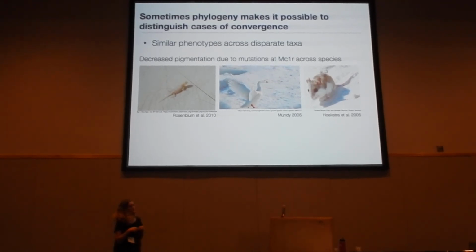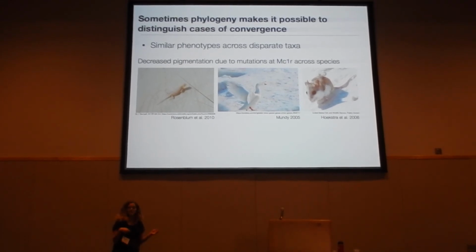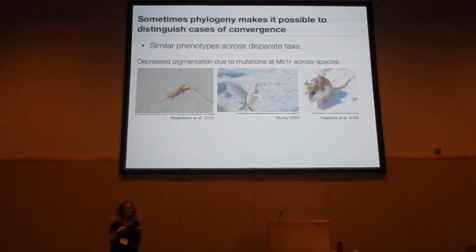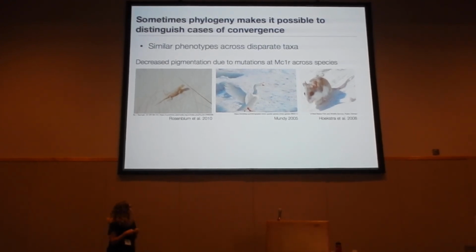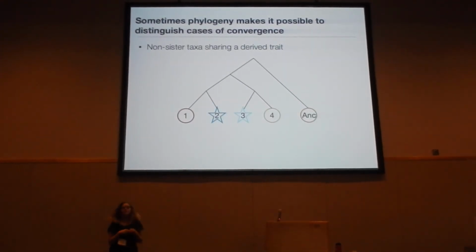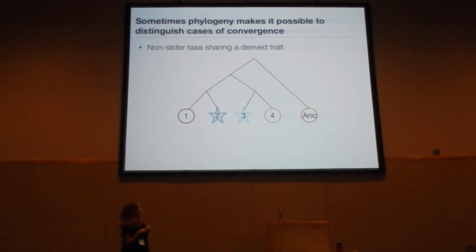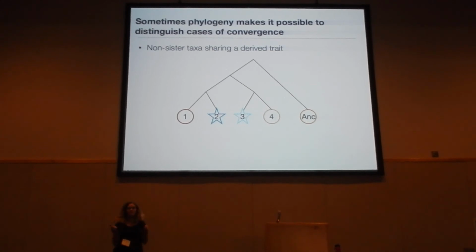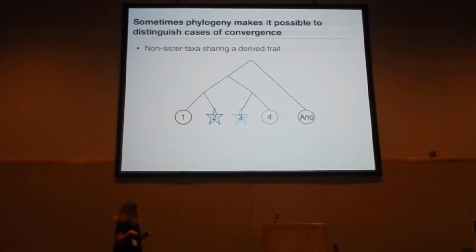In this case, we also see that selection was at a single genetic locus, at this gene MC1R. For the duration of my talk, I'm going to be talking about this sort of convergence, convergence happening at the molecular level. To formalize this in another way, we see convergent adaptation whenever non-sister taxa share the derived trait, and we have a good idea that there's not incomplete lineage sorting or other complications.